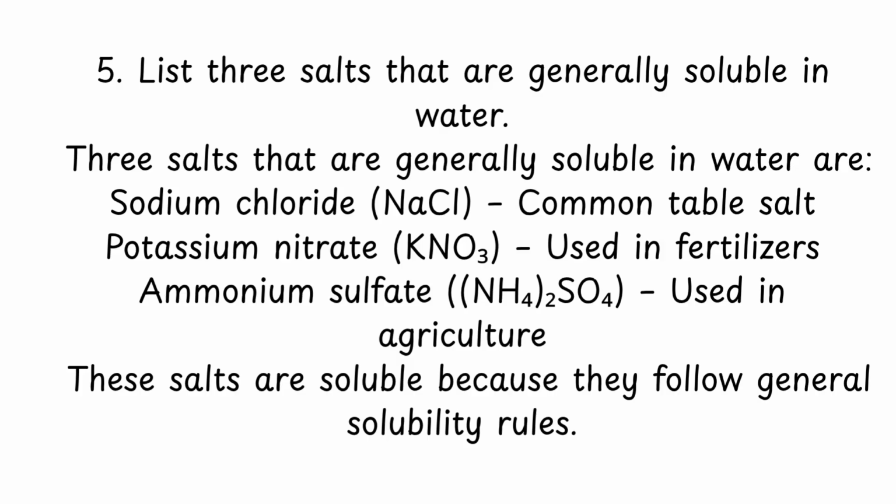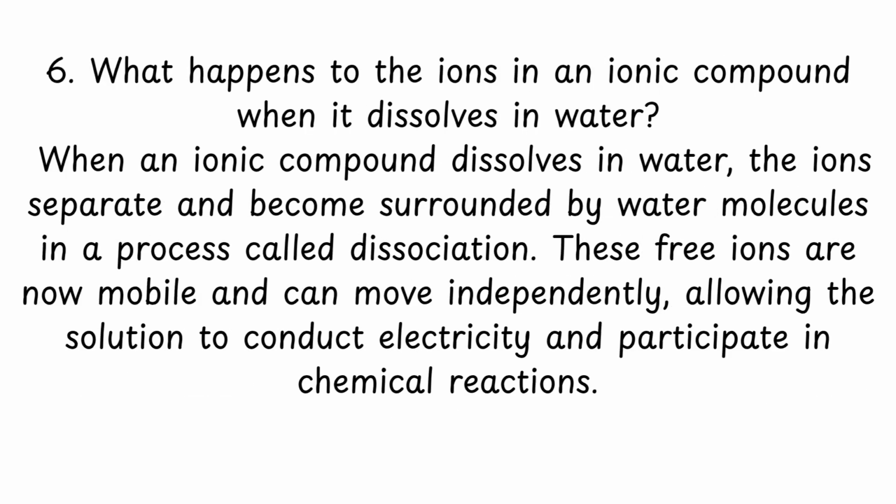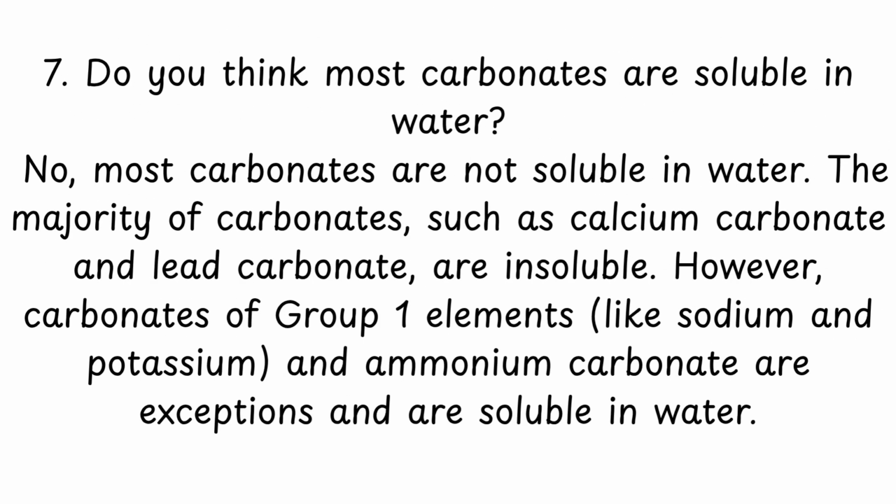6. What happens to the ions in an ionic compound when it dissolves in water? When an ionic compound dissolves in water, the ions separate and become surrounded by water molecules in a process called dissociation. These free ions are now mobile and can move independently, allowing the solution to conduct electricity and participate in chemical reactions.